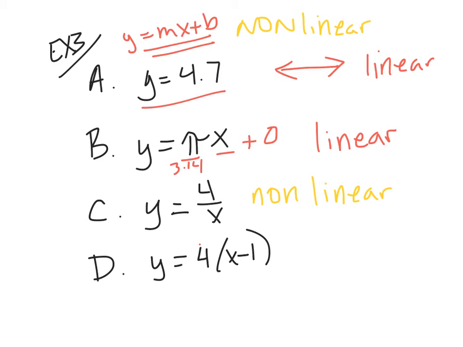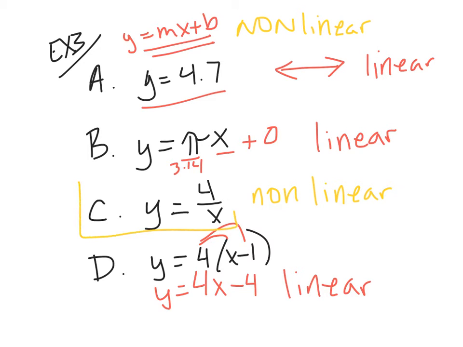And just to double check, if I were to simplify this, I would get 4x minus 4, which is a linear function. So the answer to this example is C. C is our nonlinear equation. All right, let's look at example 4.